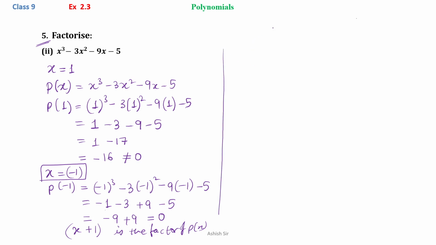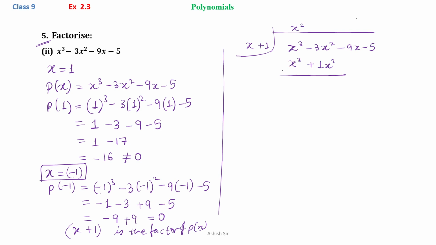Now to find other factors, we will divide the given polynomial x cube minus 3x square minus 9x minus 5 by one of the factors, that is x plus 1. To find other factors, we have to go with the division method. Now we see we need to make up x cube, so we will multiply with x square. We get x cube here. Then x square multiplied by 1 also, so we get 1x square.